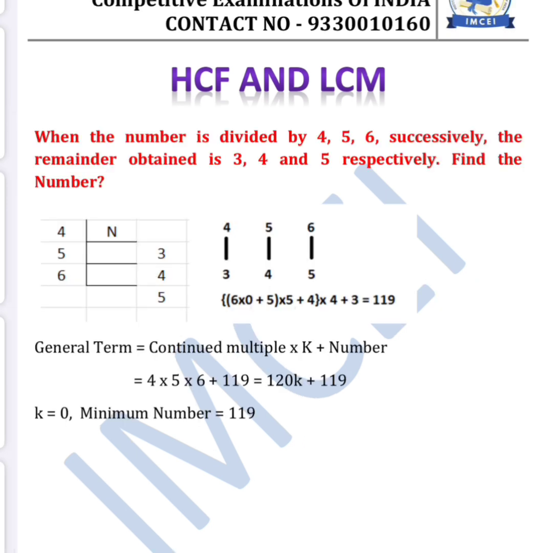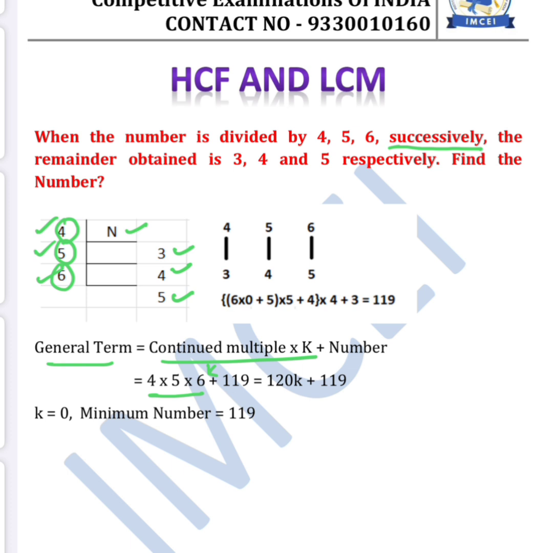The next question is, when we divide a number n successively, here the important term is successively, by 4 we get 3, by 5 we get 4, by 6 we get 5 as the remainder. We need to find the first value. Now here the general term will be continued multiple of the divisors, which are 4, 5 and 6. So 4 into 5 into 6 into k plus the number.